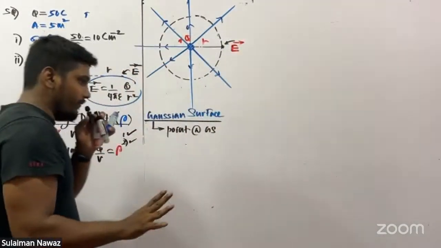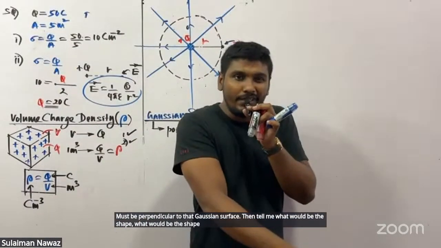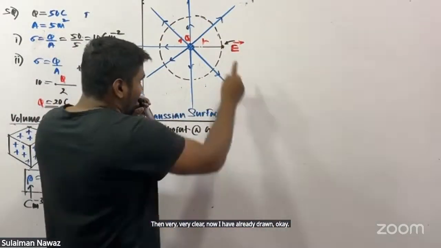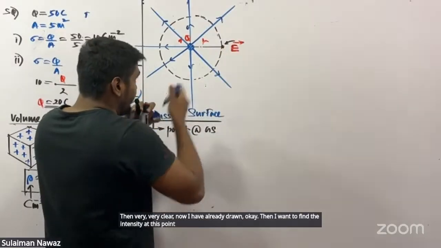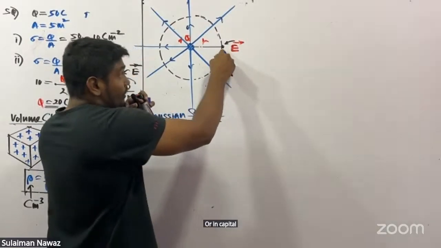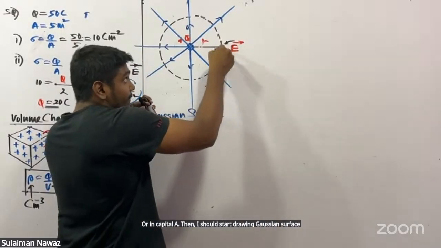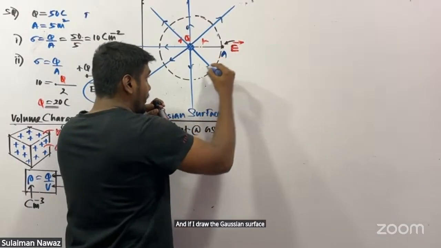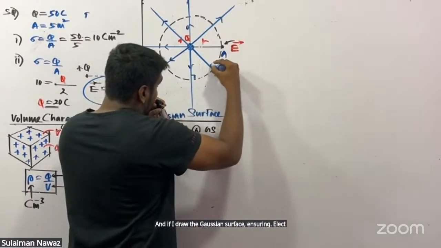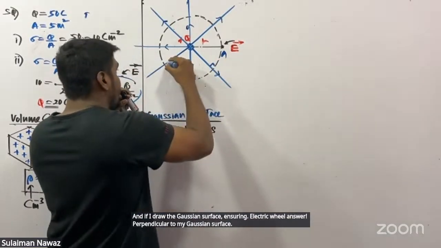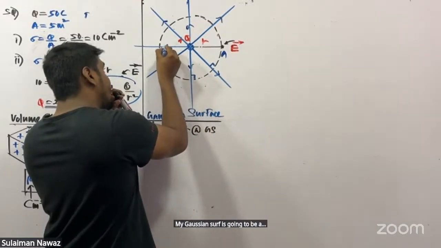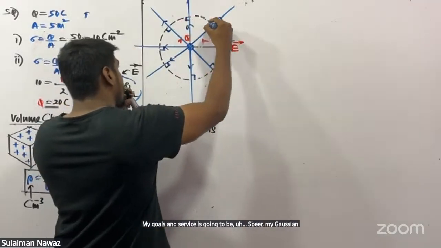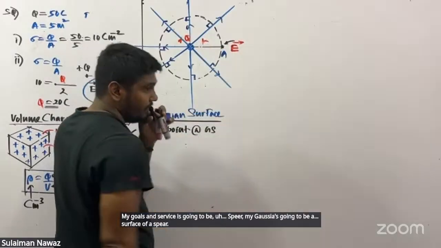Then tell me, what would be the shape of my Gaussian surface? Now I have already drawn it. I want to find the intensity at this point, capital E. So I should draw a Gaussian surface such that this point A is on it. If I draw it ensuring electric field lines are perpendicular to my Gaussian surface, it is going to be an imaginary sphere, a surface of a sphere.